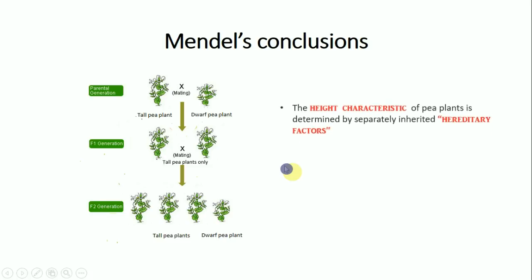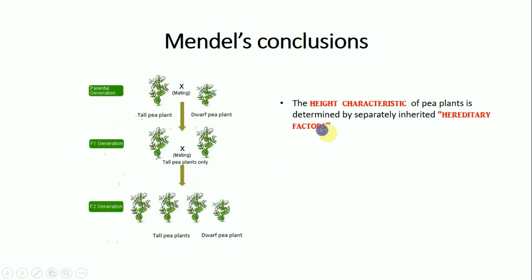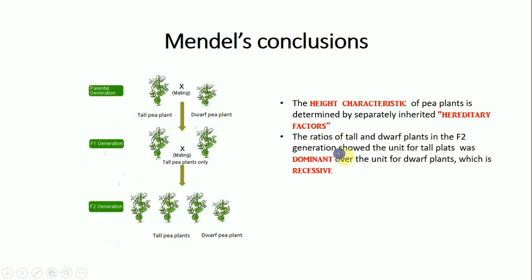So then he was able to conclude that the height characteristic of pea plants is determined by separately inherited hereditary factors, while the ratios of tall and dwarf plants in the second generation show that the unit for tall plants was dominant over the unit for dwarf plants, as we have 3 tall plants and 1 dwarf pea plant.